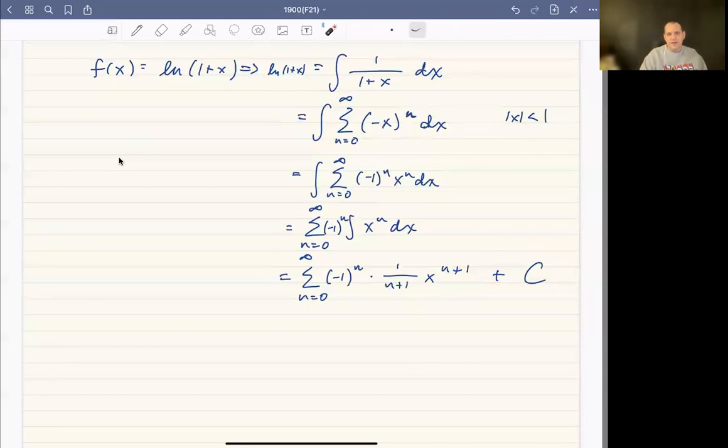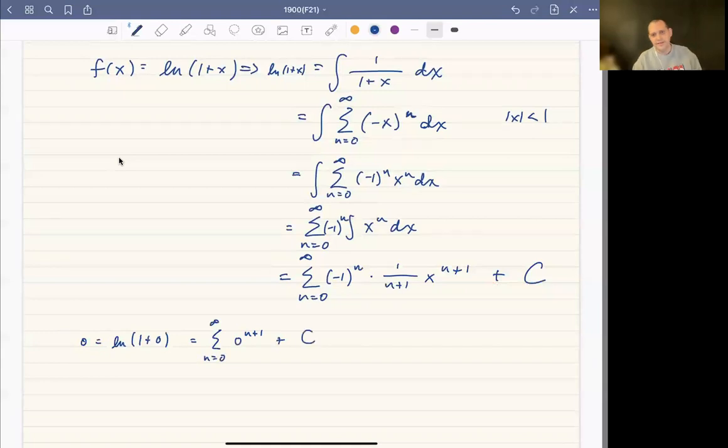And so if I plug in a value, say x equals 0, which is certainly in the range of x's that we have, if I look at the natural log of 1 plus 0, on the one hand, I get 0 because that's the natural log of 1. On the other hand, we get this sum. So on the other hand, we get the sum of 0 to the n plus 1 plus c.